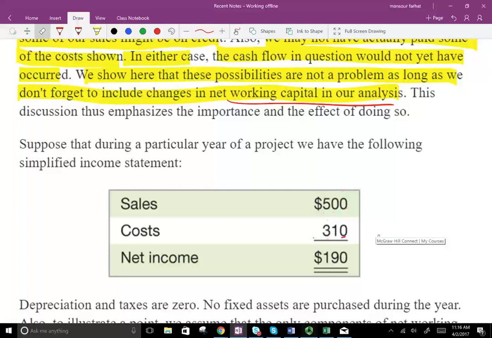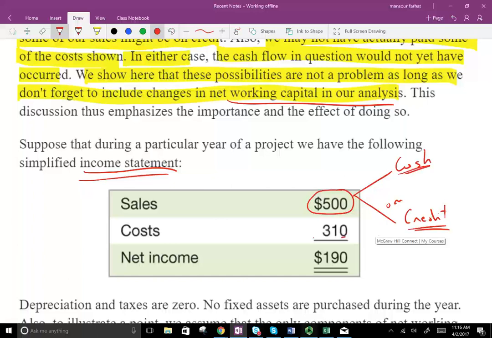Now, what do we need to know? Well, this is from the income statement, therefore we're using accrual accounting. What does that mean? It means this 500, some of it might be cash, and some of it might be on credit. When we sold $500 worth of merchandise or services or whatever we are selling, sometimes we're going to receive cash, sometimes we're going to receive credit. So we need to know how much of it is cash in and how much of it is not cash, because when we do our cash flow analysis, we are only interested in one thing and one thing only, and that's cash.